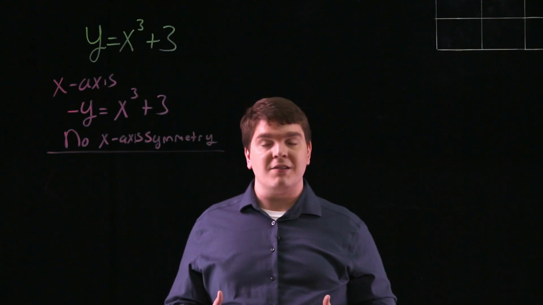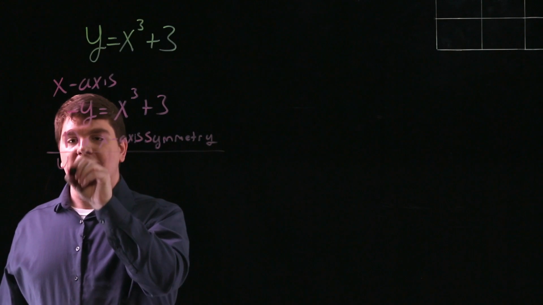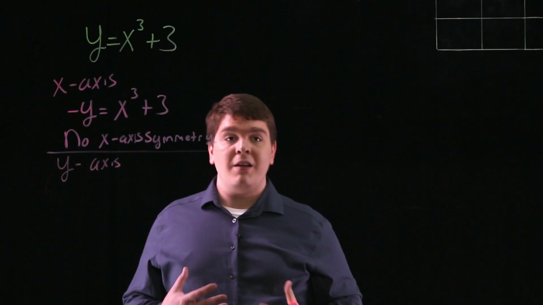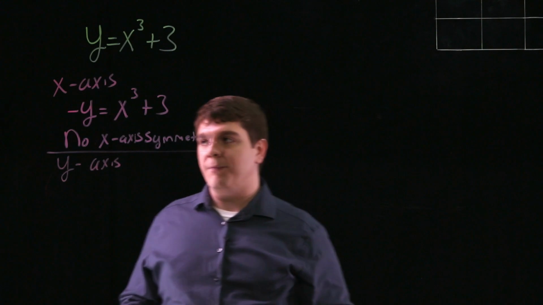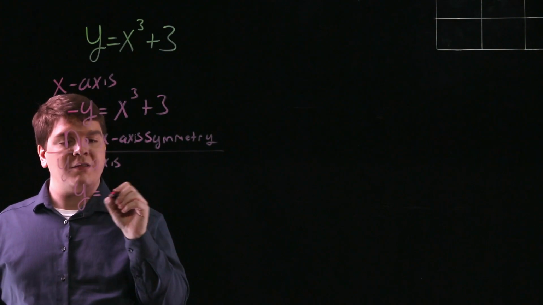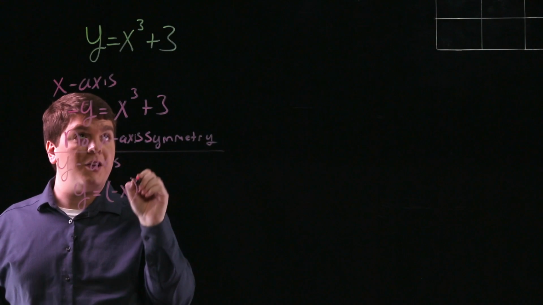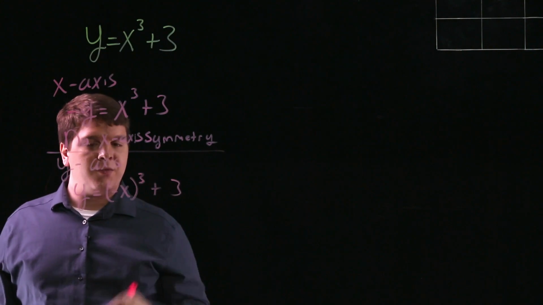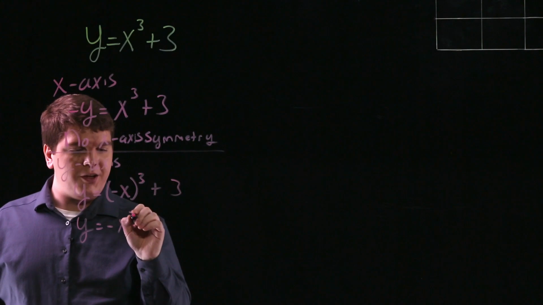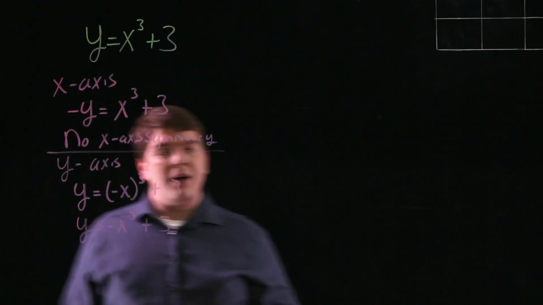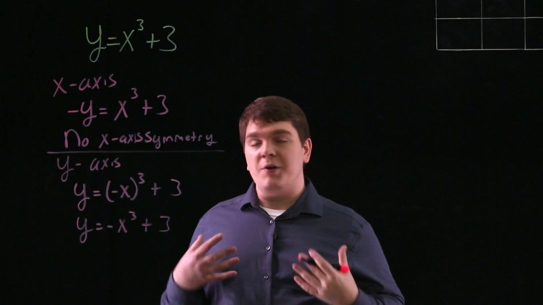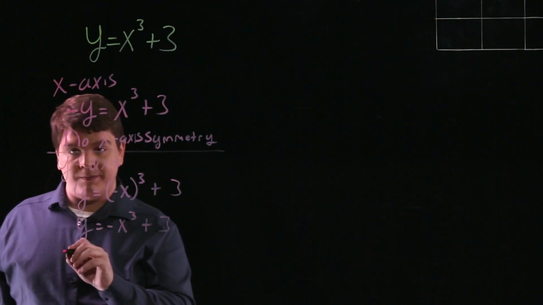Now to test for y-axis symmetry, we replace x with negative x and see if the resulting equation is equivalent to the one that we began with. So replacing x with negative x, we have y is equal to negative x cubed plus 3, which we can simplify and rewrite as y equals negative x cubed plus 3. Again, this is not equivalent to the equation that we started with, so we do not have y-axis symmetry.